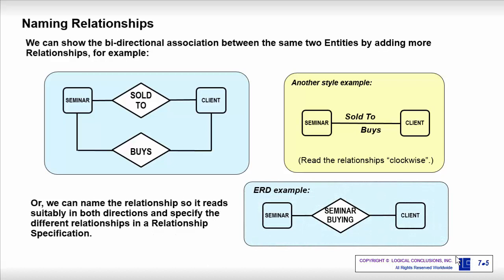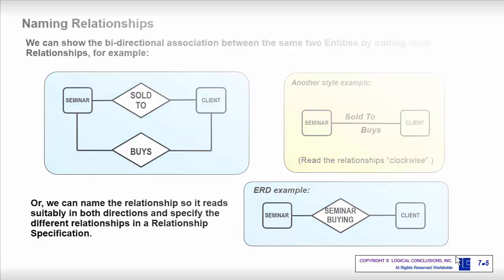Or, back to our ERD example, we can name the relationship so it reads suitably in both directions, and specify the different relationships in a relationship specification. On the right, I've named the relationship seminar buying. And now we can say that a seminar is involved in a buying relationship with a client, and a client is involved in a buying relationship with a seminar. We can document a relationship specification for seminar buying, detailing the different associations of the entities. I'll show a sample relationship specification later in this section.